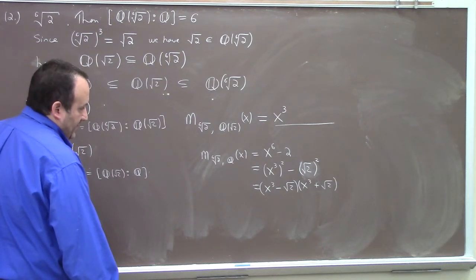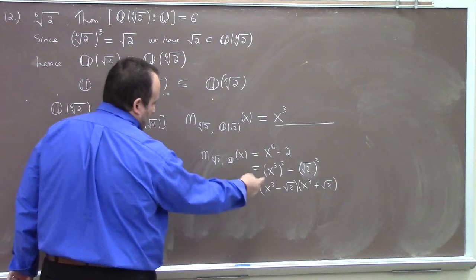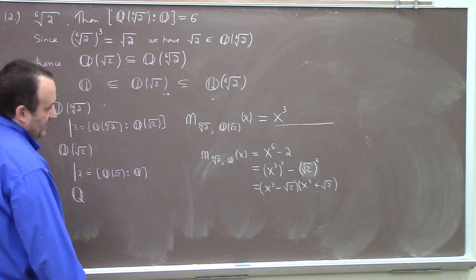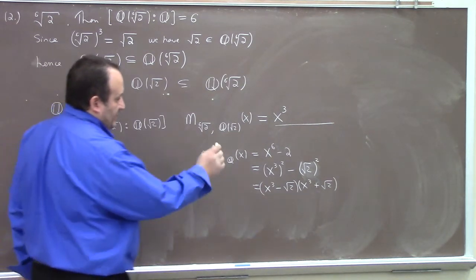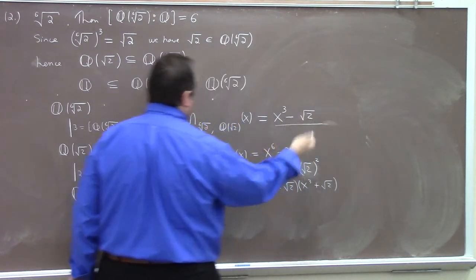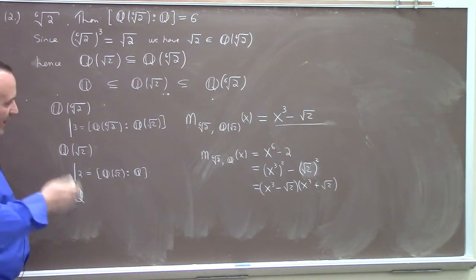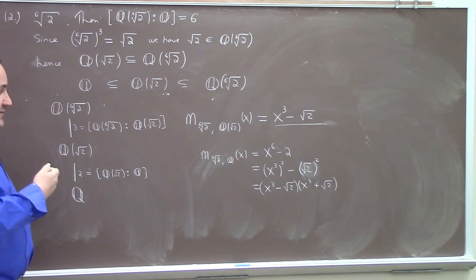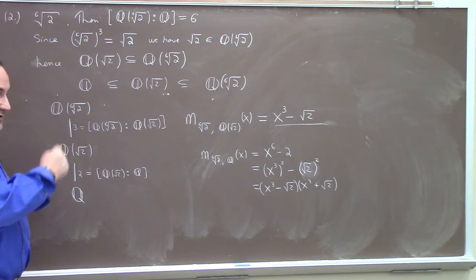I'm factoring not in Q, I'm using coefficients from Q adjoin root 2 at the moment. So I believe what you put here is just x cubed minus root 2. I think that's the minimal polynomial in question, the degree 3 one. So here's the thing: this proves that it is irreducible over Q adjoin root 2.